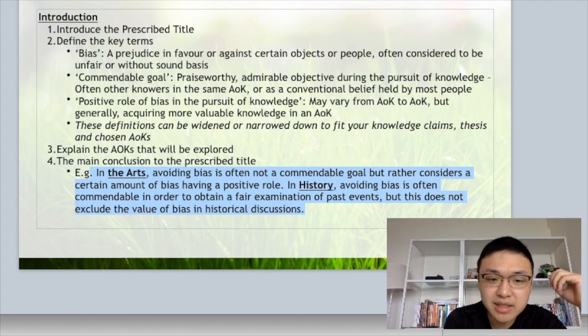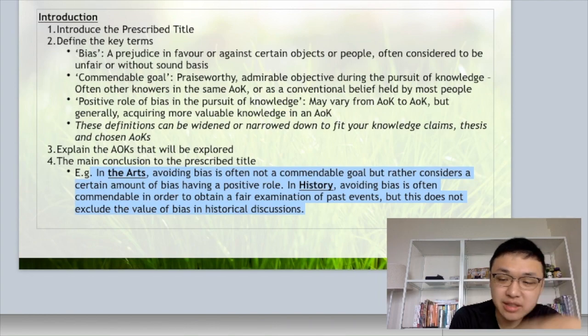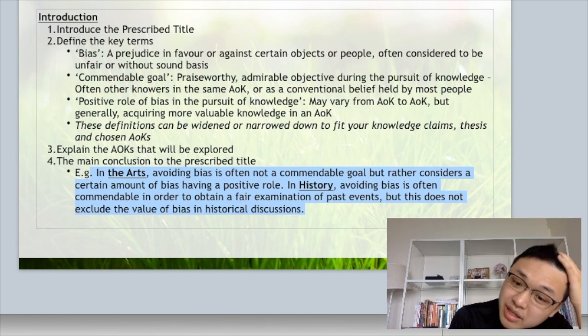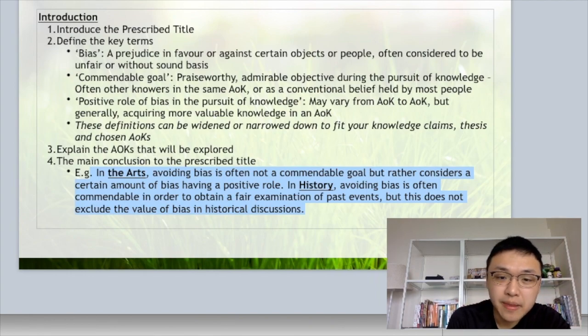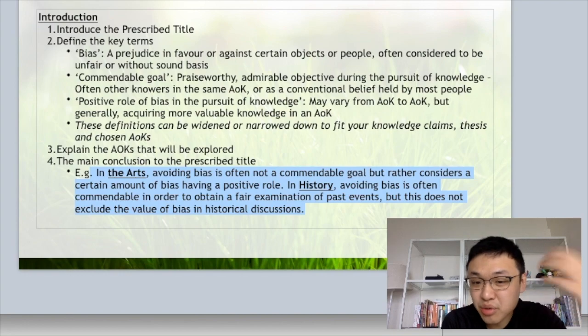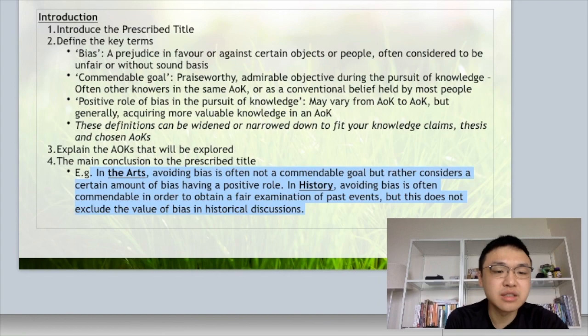In history, avoiding bias is often commendable in order to obtain a fair examination of past events, but this does not exclude the value of bias in historical discussions. What this means is that avoiding bias is generally a commendable goal. People generally want to avoid bias in history, but it still appreciates the role of bias in historical discussions. So this is what we will write in the introduction.